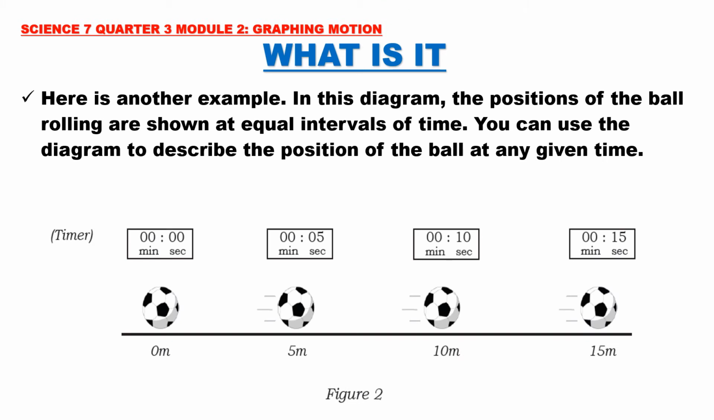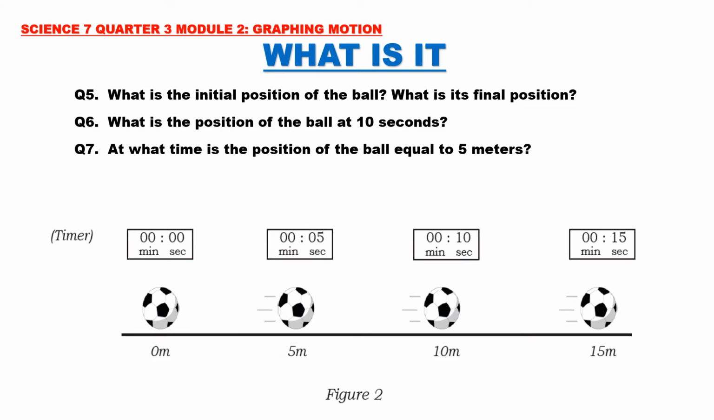Here is another example. In this diagram, the positions of the ball rolling are shown at equal intervals of time. You can use the diagram to describe the position of the ball at any given time. So here we have at 0 second, the ball is at 0 meter. At 5 seconds, it is at 5 meters. At 10 seconds, the ball is at 10 meters. In 15 seconds, it is at 15 meters.